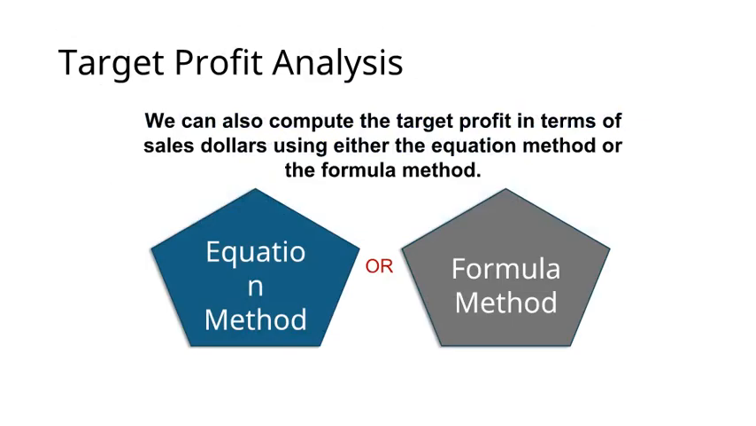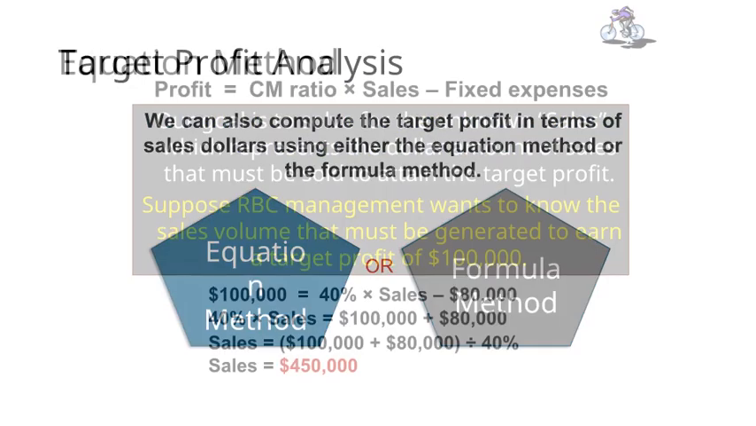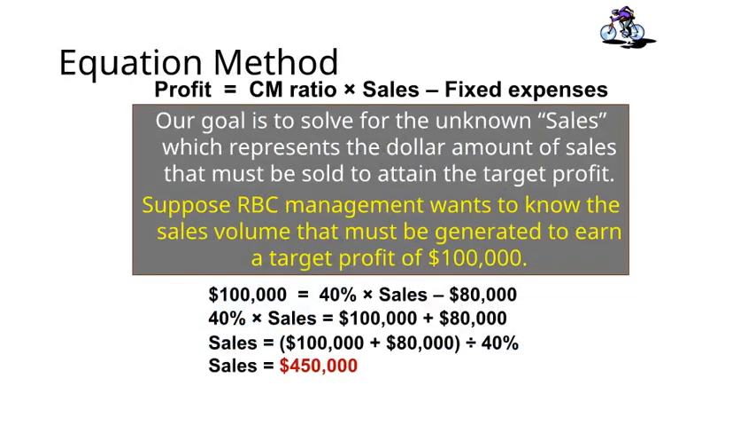We can also compute the target profit in terms of sales dollars using either the equation method or the formula method. The equation method is based on the contribution approach income statement. The equation we have used is that profit equals CM ratio times sales, less fixed expenses. Our goal is to solve for the unknown sales, which represents the dollar amount of sales that must be generated to attain the target profit.